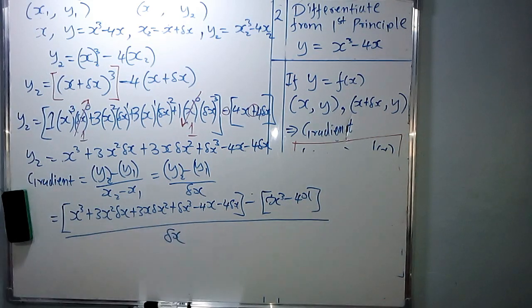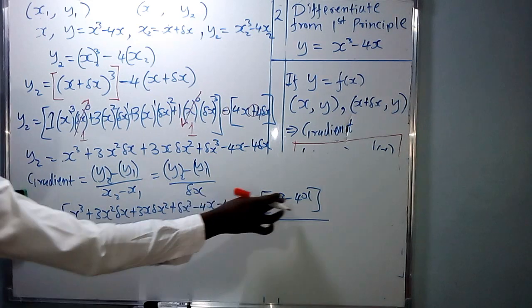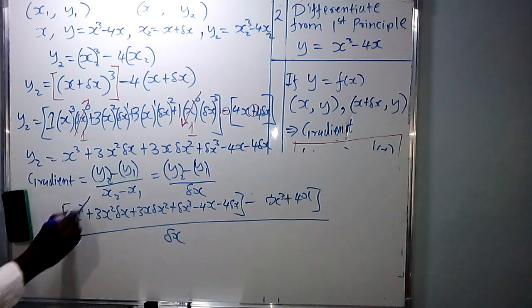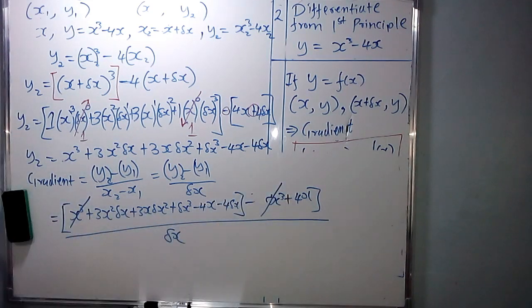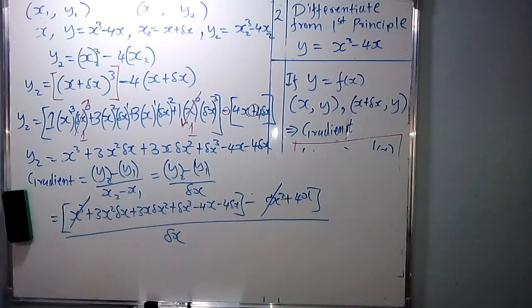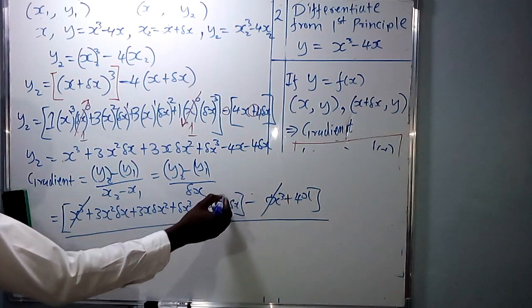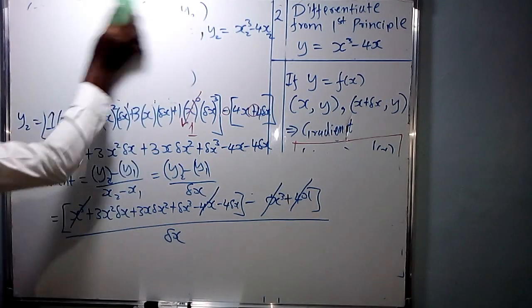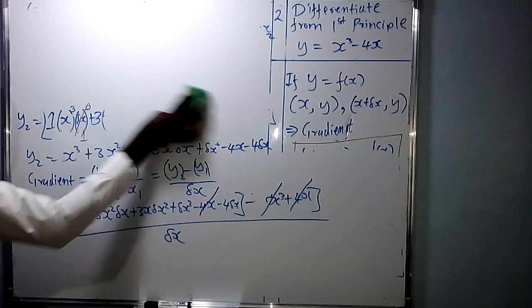Then you now cancel. Look here. Positive x cubed goes with the negative x cubed. Are we together? Then look at this. Negative into negative is positive, so negative 4x goes with positive 4x. Are we together? Because negative into negative is positive, this is positive 4x, this is negative 4x, so it cancels out. So what do you remain with in the numerator?